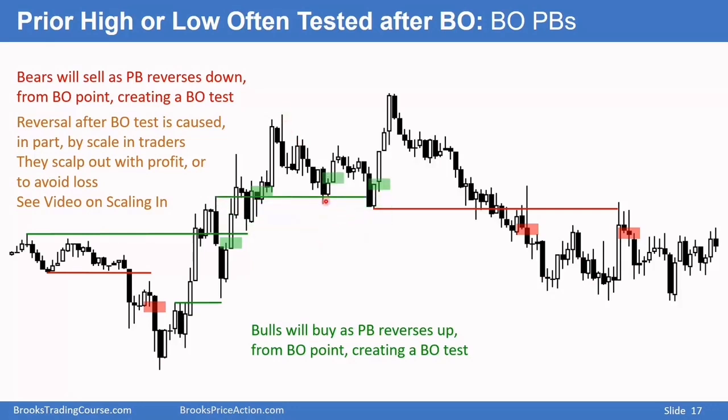Same thing, trying to reverse down, look to the left, is it testing something? It is, it's testing this high. Trying to reverse down again, look to the left, is it testing a prior high? Yes, it's testing this prior high. So this is simply a breakout test. This is simply a breakout test of the breakout point here. Bulls will buy a reversal up, especially above a bull bar, get filled here, and get filled here.